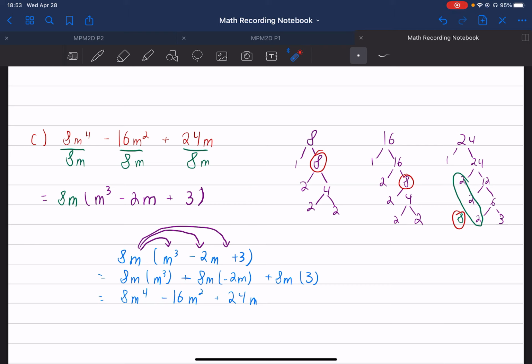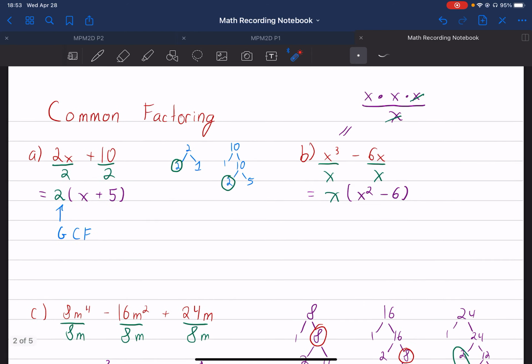Hopefully this helps. Take a look back over how you can do common factoring. And the next video that will be posted is about simple trinomial factoring, so that product sum.